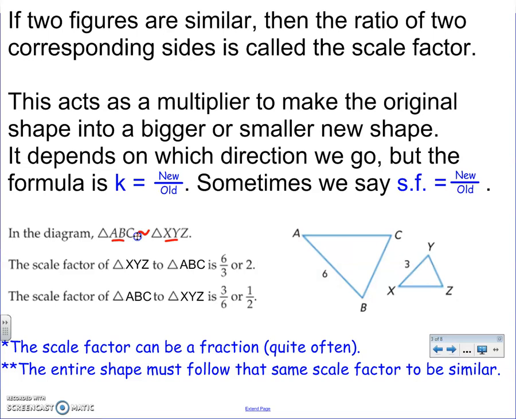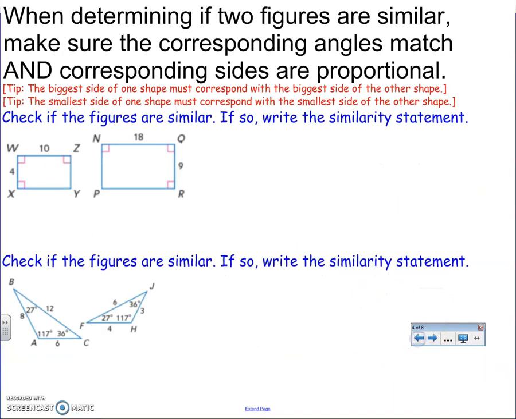The entire shape must follow the same scale factor to be similar. You can't just triple a side and double another different side. The whole thing has to be tripled, or quadrupled, or halved, or times 2 over 3. You can't have multiple scale factors for the same picture. So when determining if two figures are similar, make sure the corresponding angles match and corresponding sides are proportional.